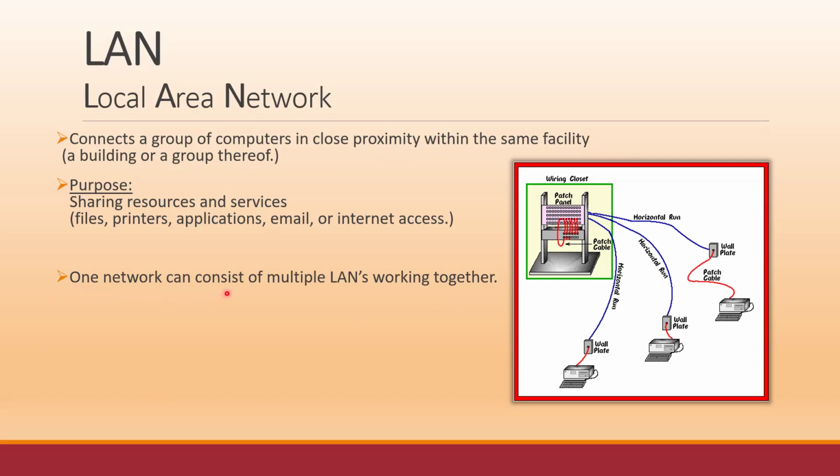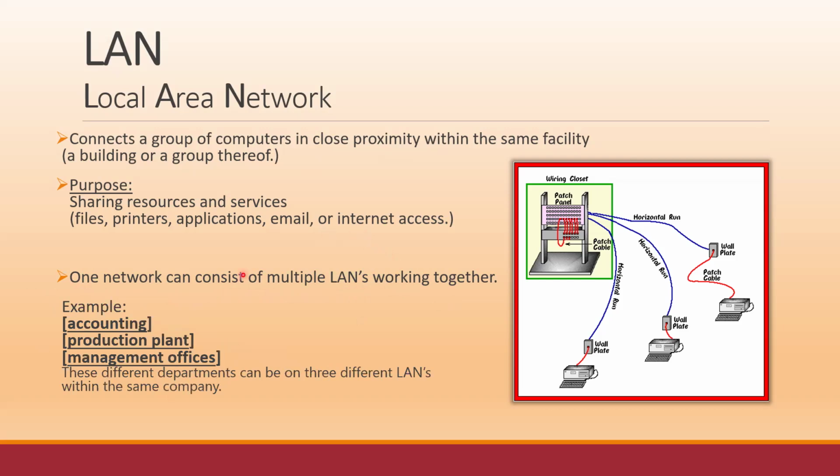One network can consist of multiple LANs working together, so there will be sub-LANs. For example, in one local area network, the network can be divided into accounting, production plan, management, offices, and whatnot. These different departments can be on different LANs within the same company. What would be the purpose of that? Well, there could be a certain type of data traffic going back and forth within the accounting department, and you don't want those data signals to go through the whole common network because that would just slow things down.